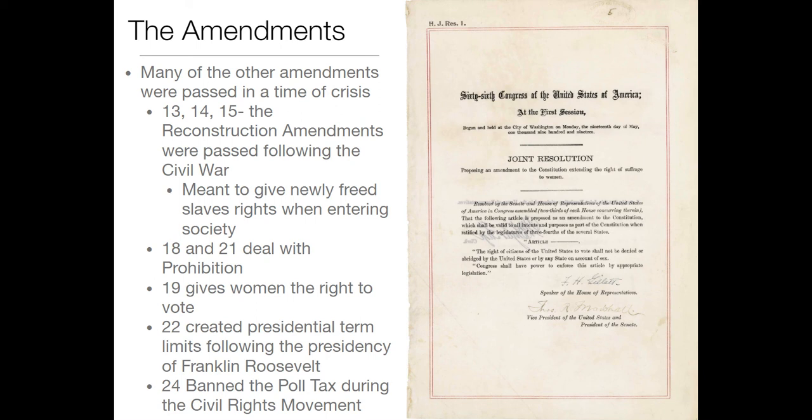So the 18th and the 21st Amendments deal with prohibition. The 19th Amendment gives women the right to vote. The 22nd Amendment created presidential term limits following the presidency of Franklin Roosevelt, and the 24th Amendment banned the poll tax during the Civil Rights Movement. So these are just a few notable amendments. We will deal with amendments in more detail in a later unit focusing just on amendments.